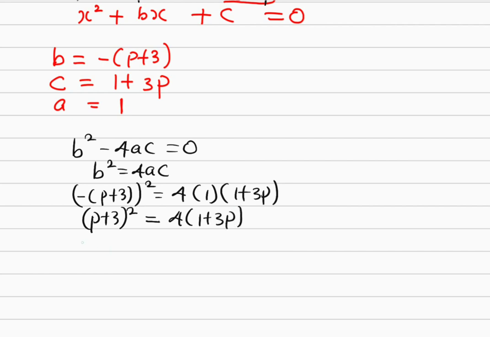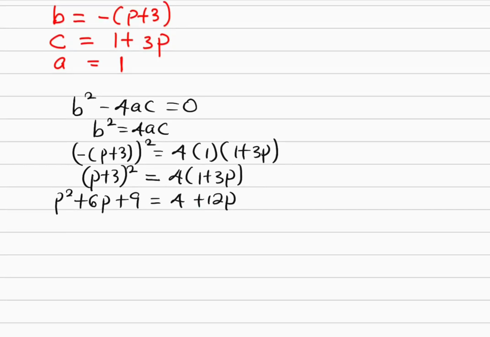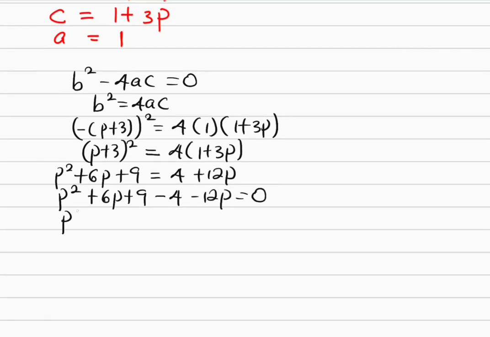Now this is expanding it. We are going to have p squared plus 6p plus 9 is equal to, expanding here, 4 plus 12p. Now rearranging further, we have p squared plus 6p plus 9 minus 4 minus 12p is equal to 0, which will now be p squared, 6p minus 12p is minus 6p, then 9 minus 4 is plus 5, is equal to 0.